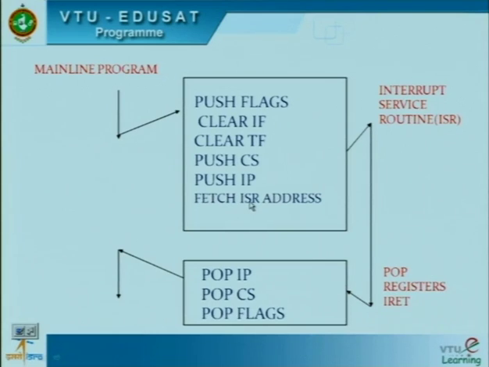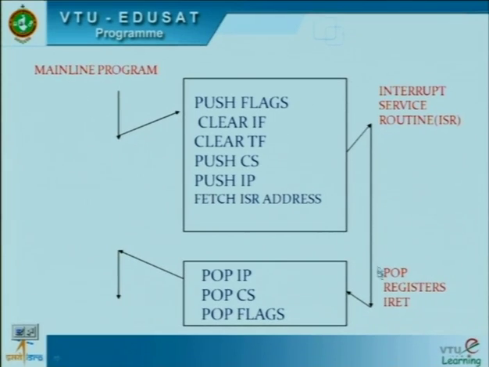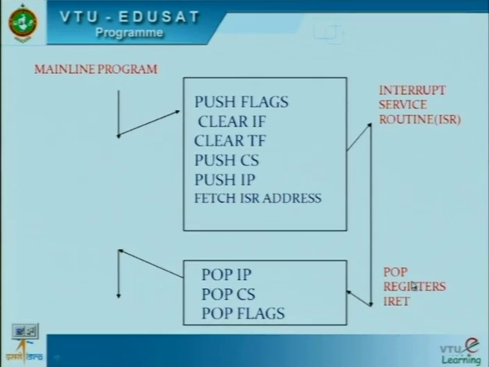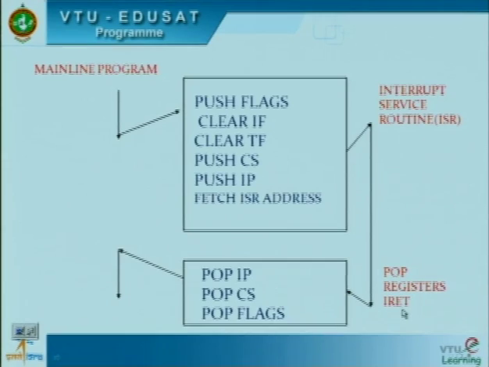ISR address is the interrupt service routine address. So it will fetch the interrupt service routine address from the interrupt vector table, where the interrupt vector table starts from memory location 00000H. So the control of execution goes to the interrupt service routine. After executing this interrupt service routine, it pops all the registers, that is it pops IP, it pops CS, it pops the flag register, once it comes across an IRET instruction.